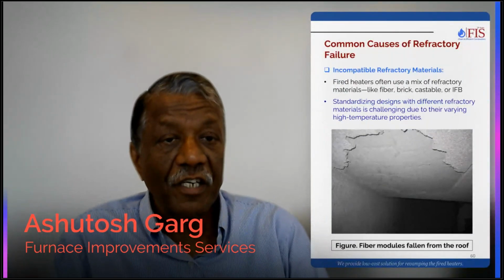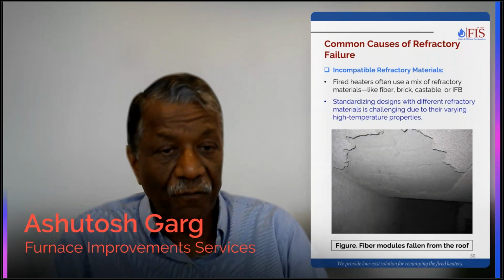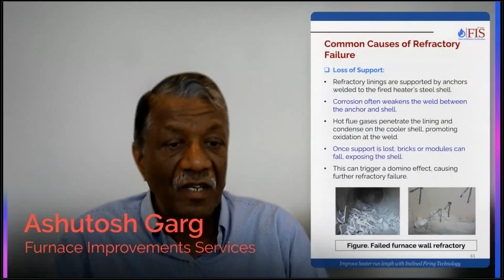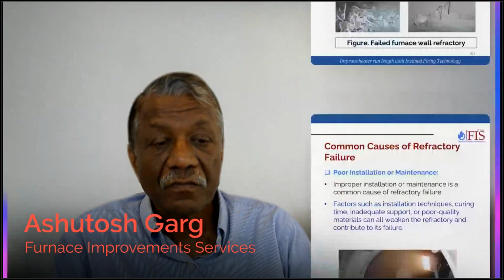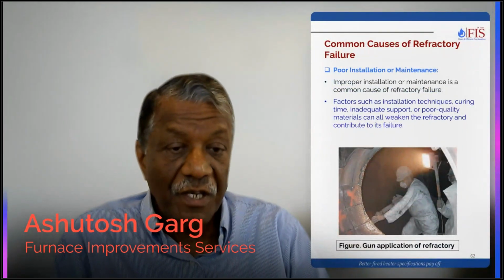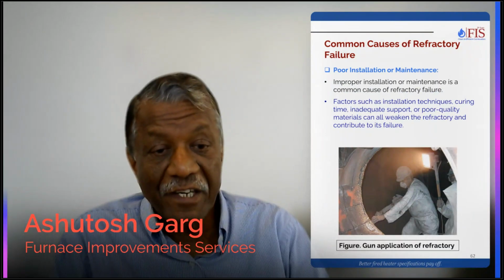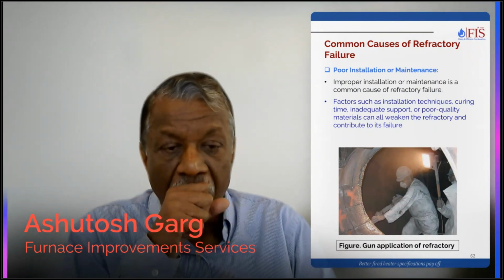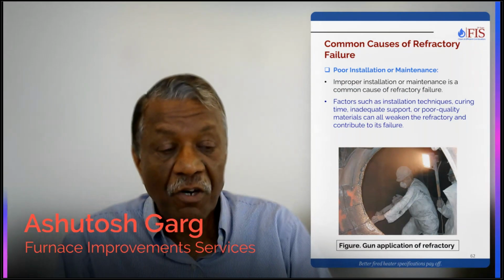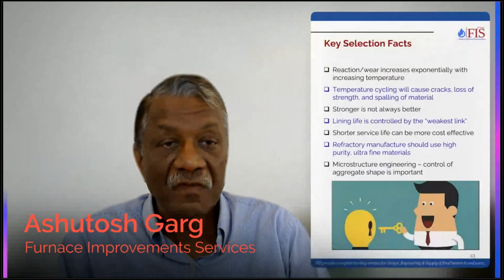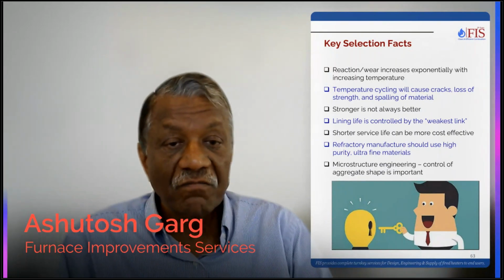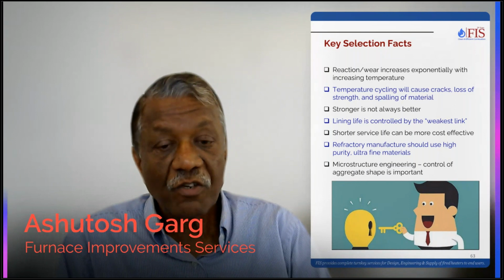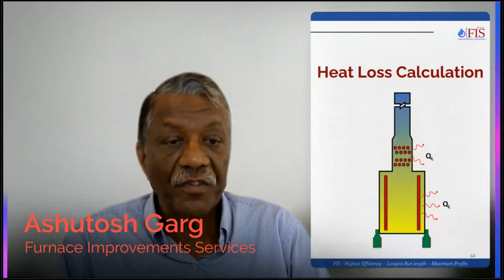Common causes of incompatible refractory material. This is spalled, you can see the material spalled from the roof. This is loss of supports, anchors fell down. Poor installation. I mean, water quality, water temperature, water quantity is very, very important. So, key selection factors, you have to make sure you're selecting the right material.